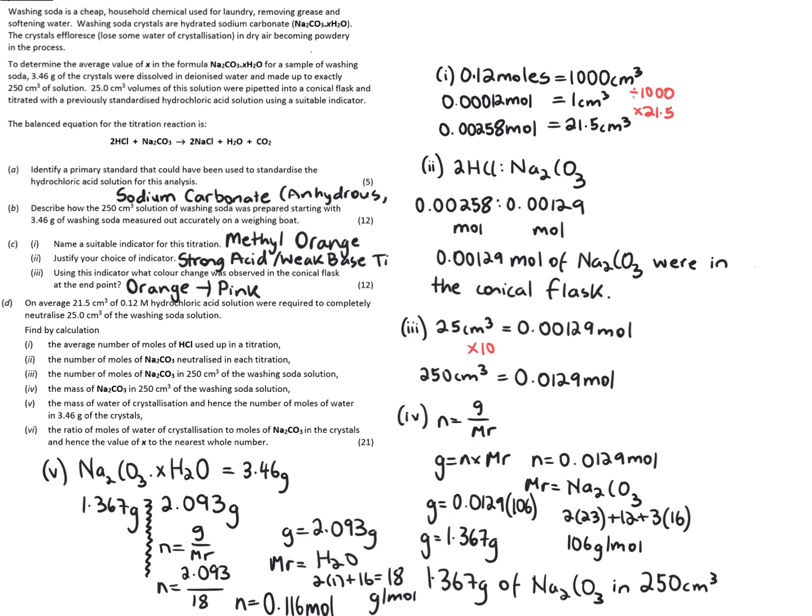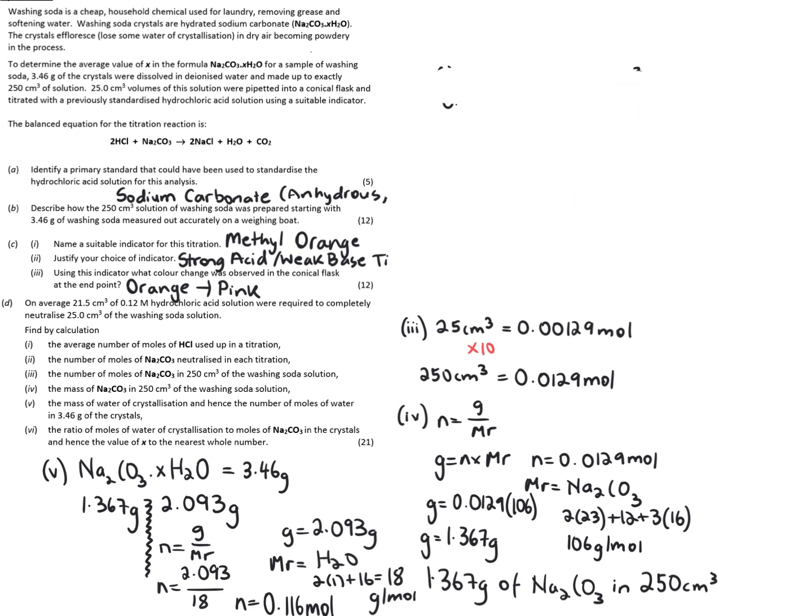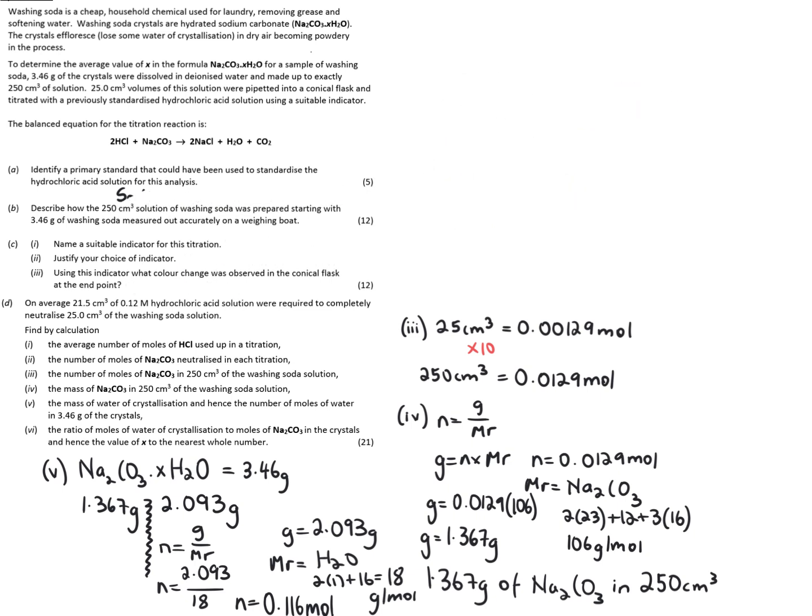The last section here is part 6 and it says, find by calculation the ratio of moles of water of crystallization to moles of Na2CO3 in the crystals and hence the value of X to the nearest whole number. For this, I just need a little bit more space, so I'm going to get rid of the answer for the first two parts of D, and I'm going to get rid of the other theory as well. So to go back to what we had, we know that the entire thing is Na2CO3.XH2O. That's split up into Na2CO3 and H2O.